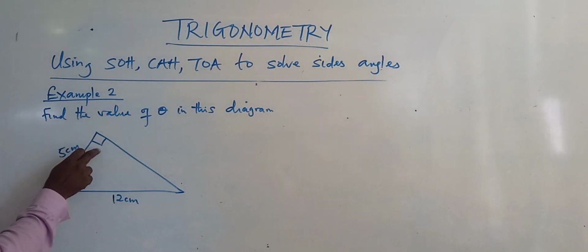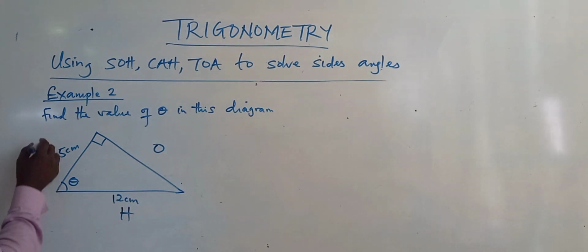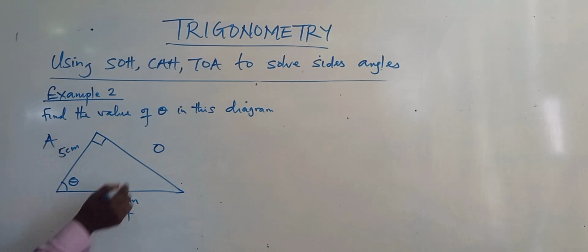So you can see this is the right angle with the square corner. This is the hypotenuse. This is the opposite. While this is the what? Adjacent. So which one has AH?